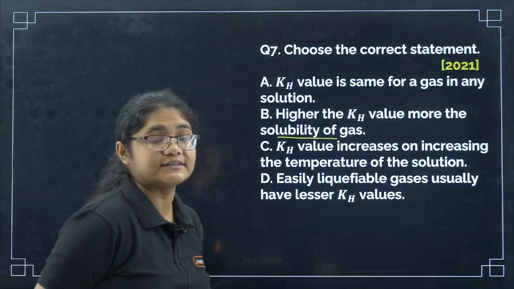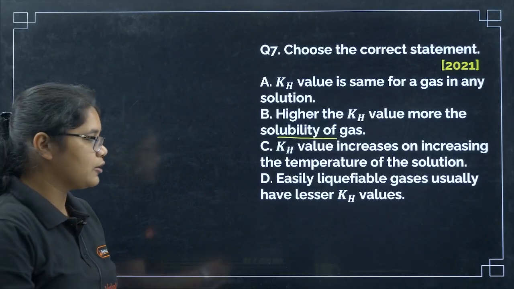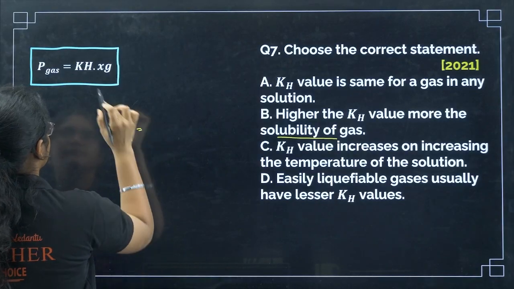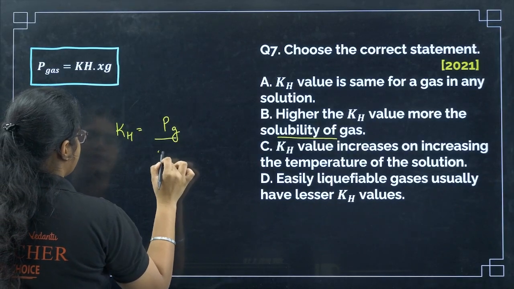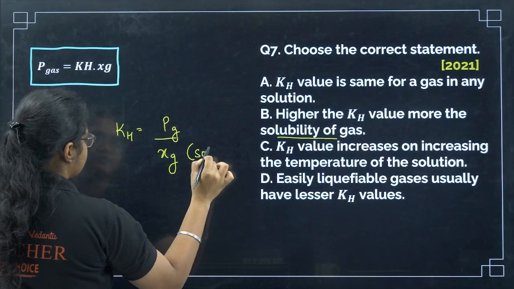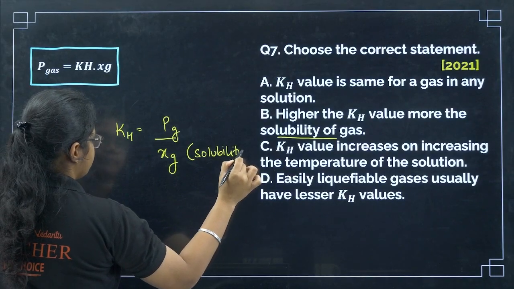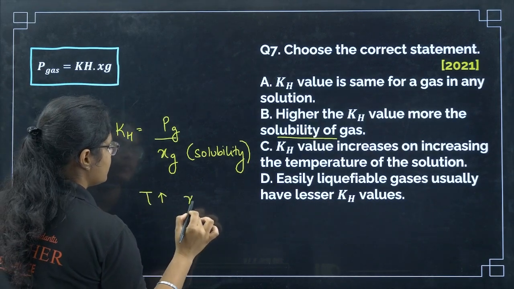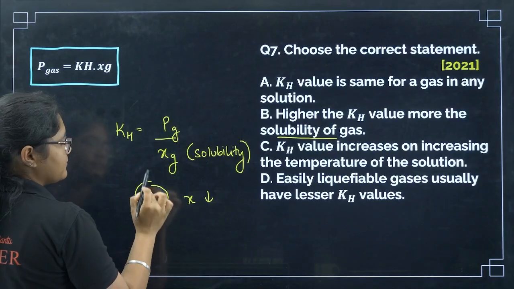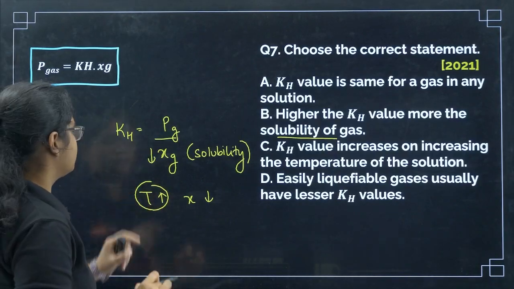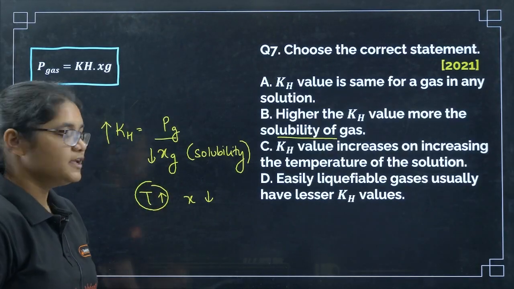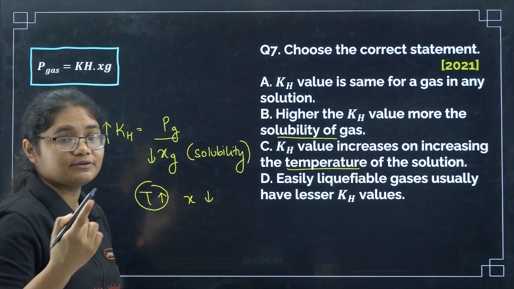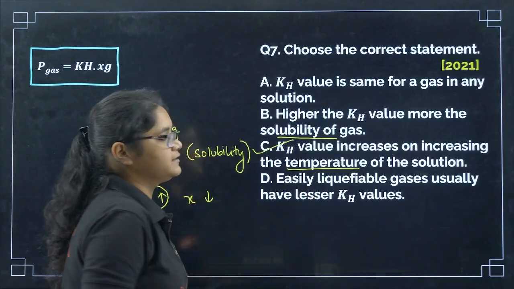Next, KH value increases on increasing the temperature of the solution. Now see, how is this related? Again, if you see here, I can write KH from this formula is equal to P of the gas by mole fraction of the gas. And mole fraction represents solubility. Now when you increase the temperature, what happens? Solubility decreases, and if solubility decreases, KH value will increase. So I can say that if I increase the temperature, KH value is also increasing. So yes, this is a correct statement.